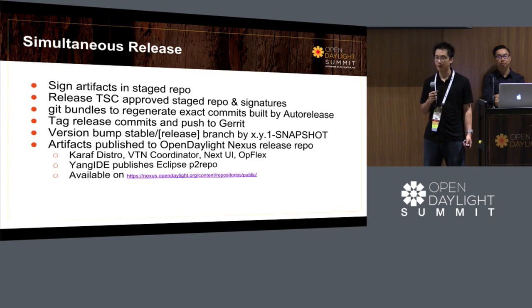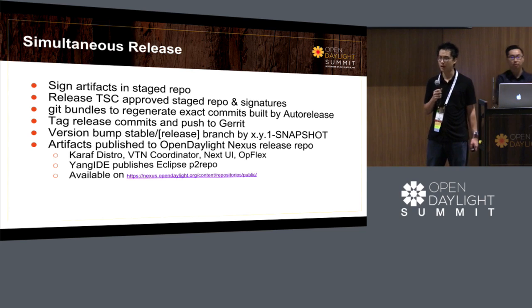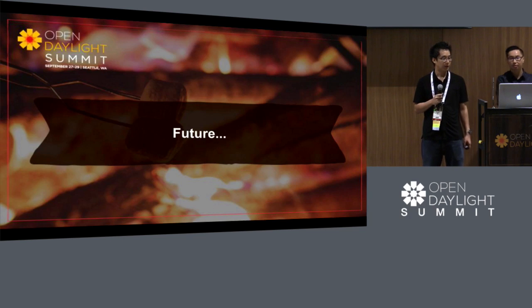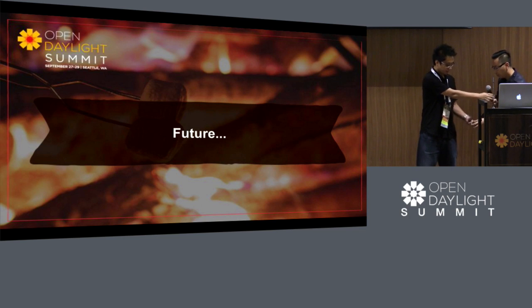And in Boron, we also have a new project, YANG IDE, which is actually an Eclipse project. They produce what's called an Eclipse P2 repository, which you can take the URL for and paste into your Eclipse install to download the latest YANG IDE. And I think it's also available in the Eclipse Marketplace, so you can go to the Marketplace and just search for it as well. Yeah, and I'll pass it back to Anne.